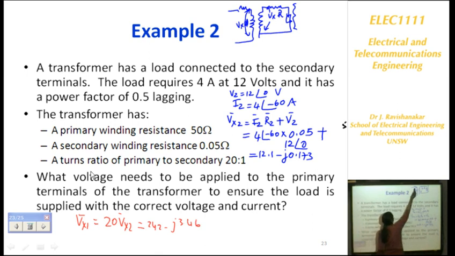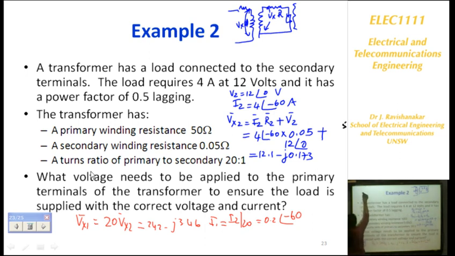Now I have Vx1, I know R1. So now what will be the current here? I know I2, so I can find out I1 once again based on the turns ratio. So I1 will be I2 over 20. So this will become 0.2 at an angle of minus 6. So I know the current, I know Vx1.